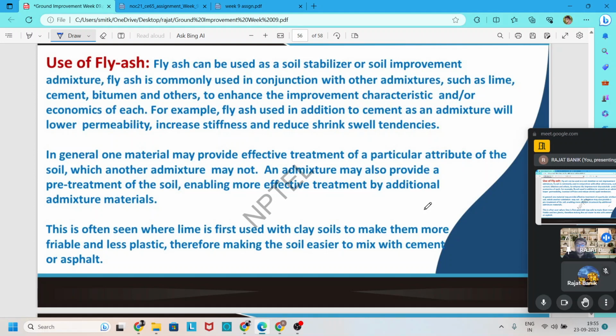So it is said that sometimes an admixture is used before the treatment. One admixture is lime with soil. When we use the lime, the soil becomes very friable, therefore dry, and also non-plastic. So due to that, we can use the soil for further modification with the cement, and then it becomes very easy to handle.